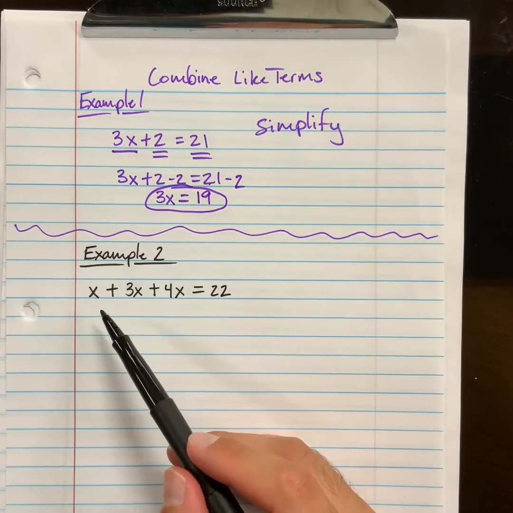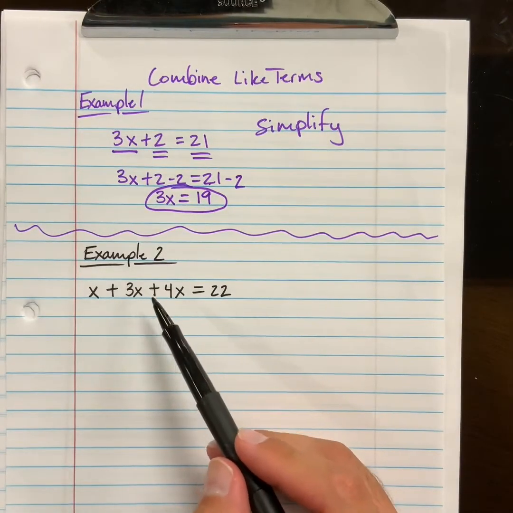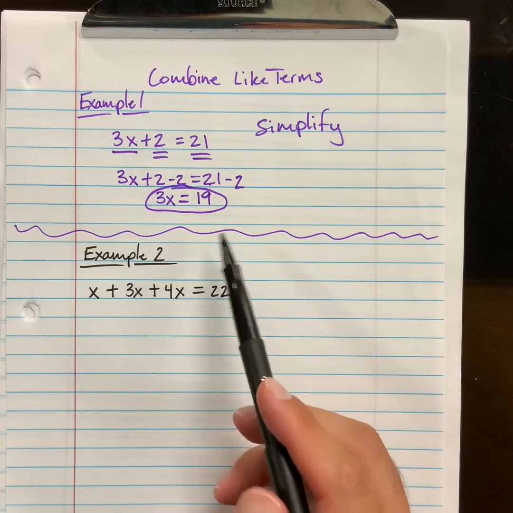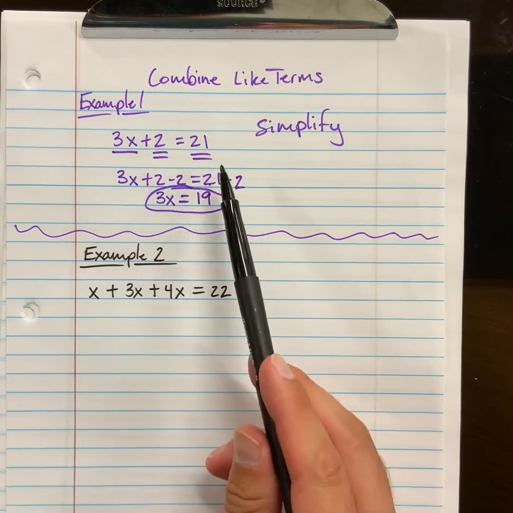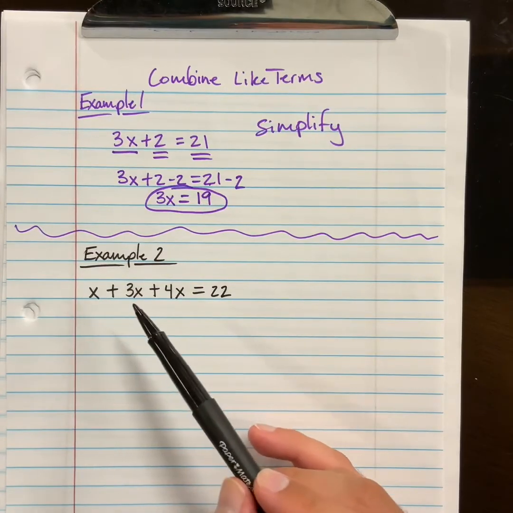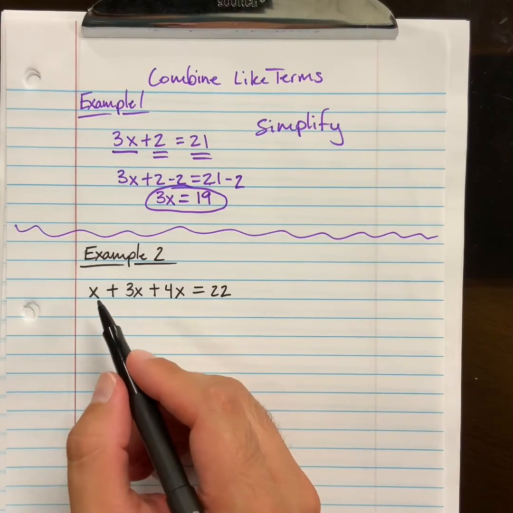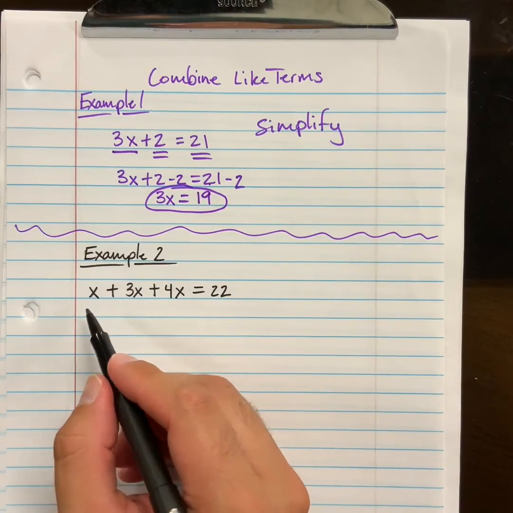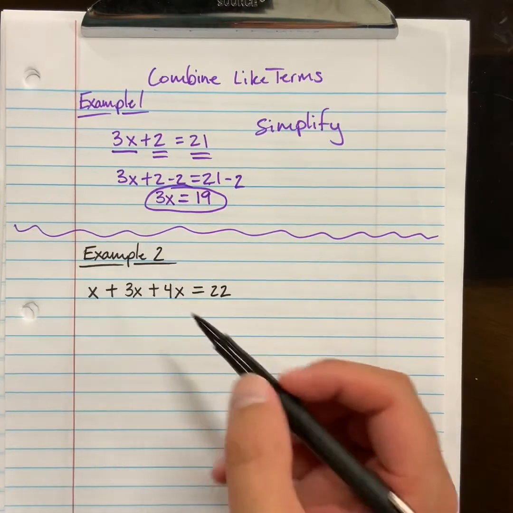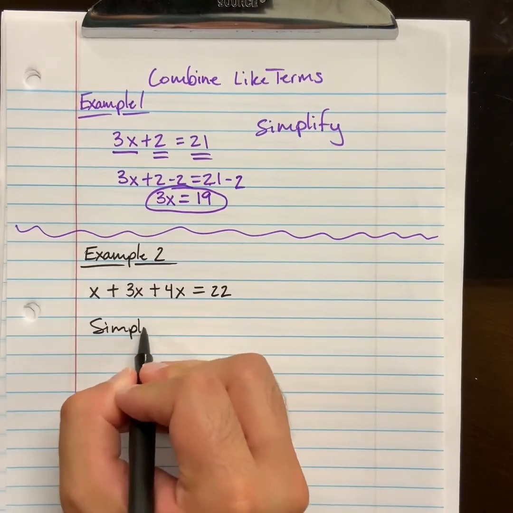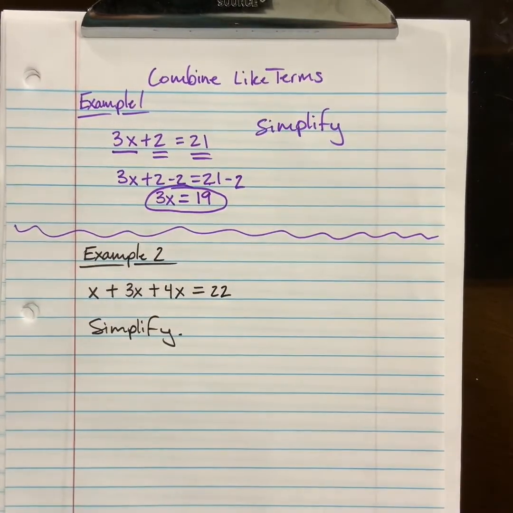So in our second example, we are looking at x plus 3x plus 4x is equal to 22. Whereas last time we had more than one constant, here we have more than one value that has a variable in it. And we are going to combine these like terms, remember that's the name of the lesson, in order to simplify this. We're not trying to find an answer. So if we were to simplify this, we would need to combine like terms.